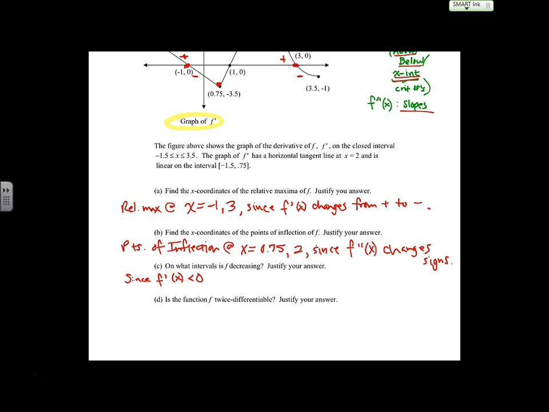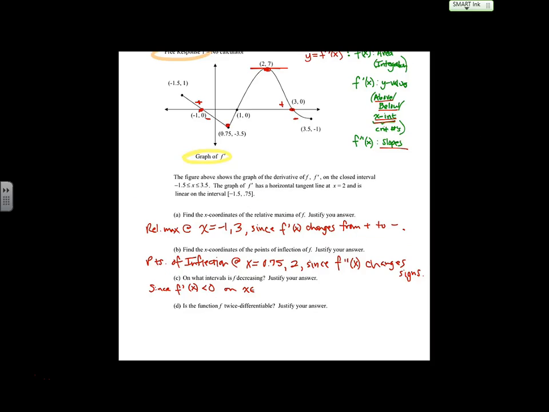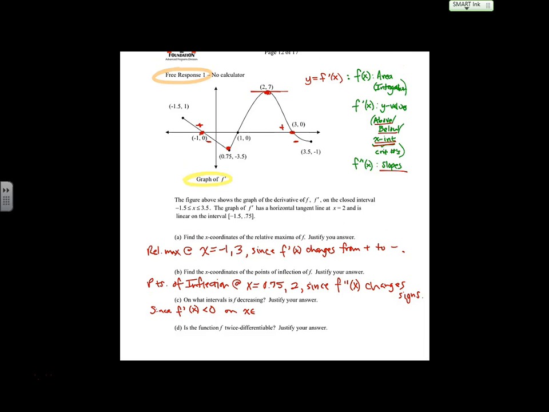Okay, what interval? Whenever they say interval, you need a from and a to. Negative 1 to 1. Why negative 1 to 1? Wait, less than 0? Hold on. F prime. Can we look at F prime by looking above? Above, below. So wait. F prime is negative when F prime is below. If you need to, put little signs next to those.